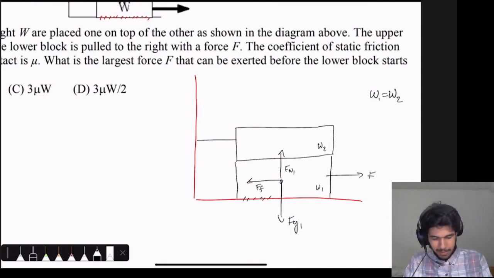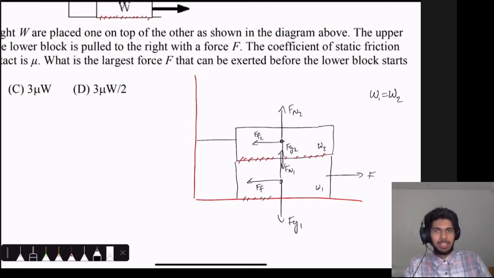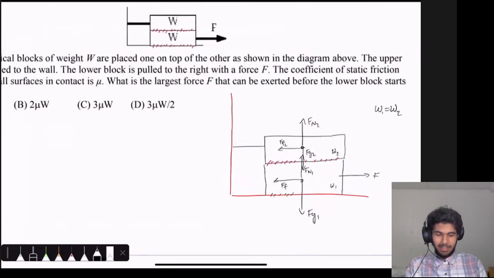So that's that block. Now let's look at the second block. There's a normal force, because it's on top of a surface. There is a gravitational force. And what else? Anything else? Yes, there is. There's a frictional force, because there is a surface here in contact. And even though the bottom object is being pulled, the top object still feels that frictional force. You can think about it like when you slide something across a table. It's not just one object feeling the slidiness. It's both objects.